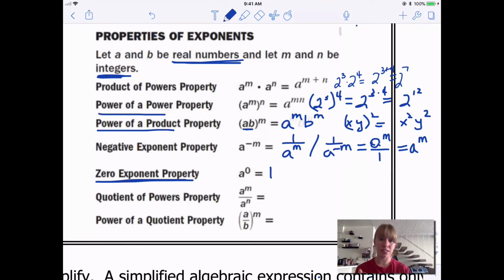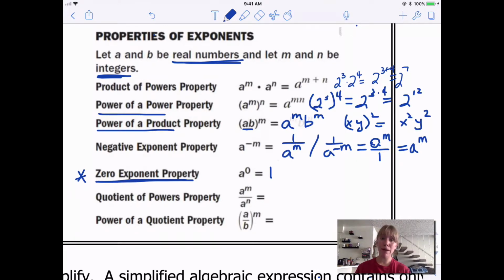You could have 2 to the 0, that's 1. 3 to the 0, that's 1. 4 to the 0, that's 1. 1,000 to the 0, that's 1. I could keep going with this forever. 200 to the 0 is 1, and so on. So this one I'm going to star because it's kind of a different one.